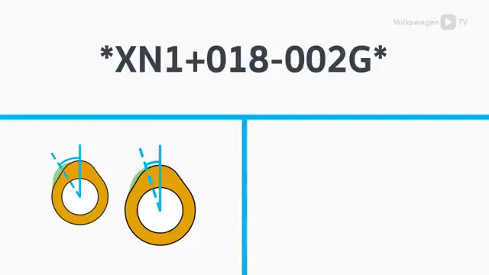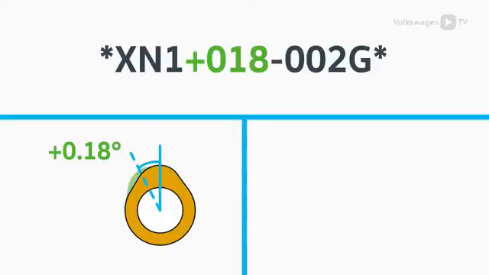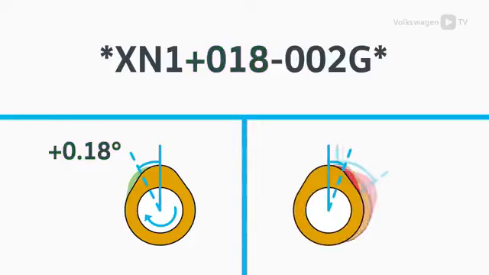Here's an example. In the first cylinder, the two inlet cams together have an average deviation from the nominal value of plus 0.18 degrees. Plus means that in the direction of engine rotation, the valves will open 0.18 degrees later. The average deviation for the two exhaust cams is minus 0.02 degrees. In this case, the valves will open earlier.